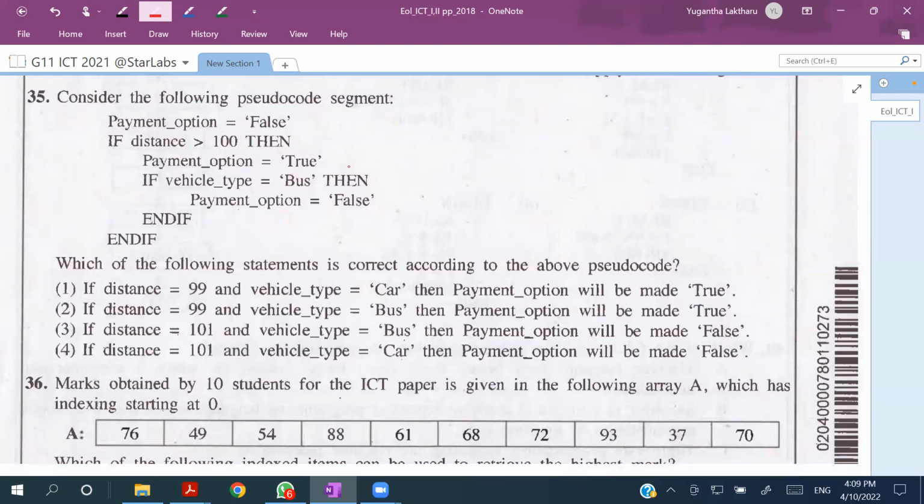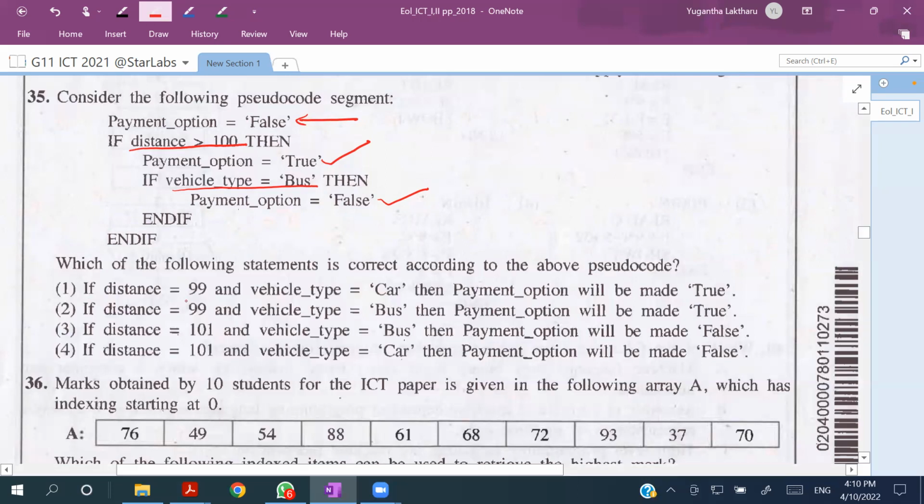So it is going to be a little bit tricky. Payment option at the beginning is false. If the distance is larger than 100, then the payment option is true. If the vehicle type is bus, again, the payment option is going to be false. So the condition is mapped into one particular place. If distance equals 99 and vehicle type equals car, then payment option will be made true. They are talking about the values that they are going to go. So that will be easy.